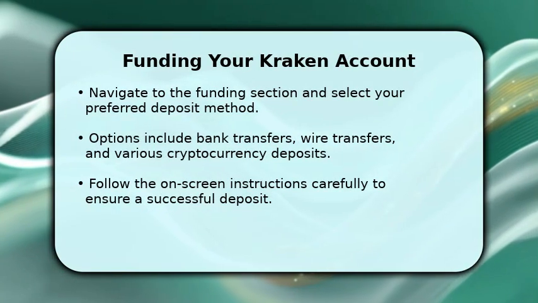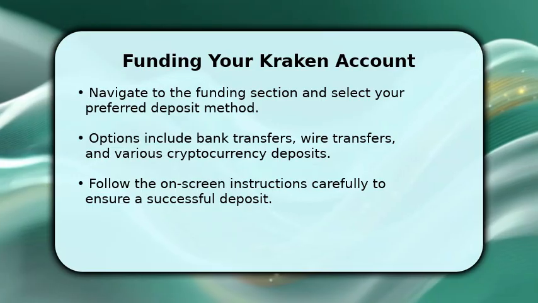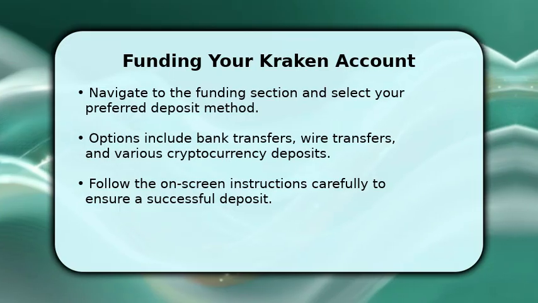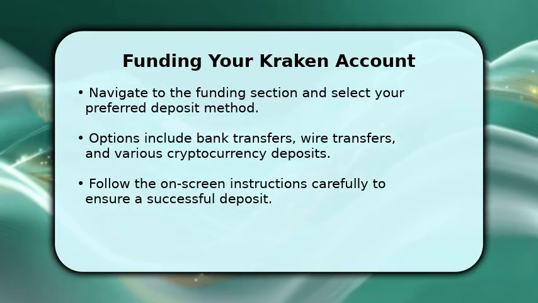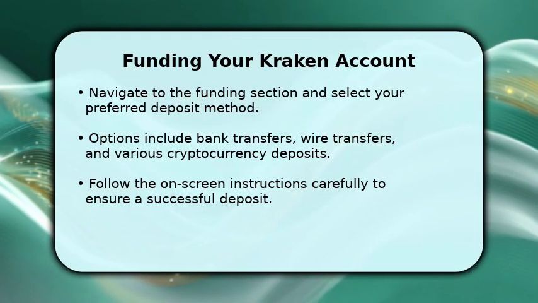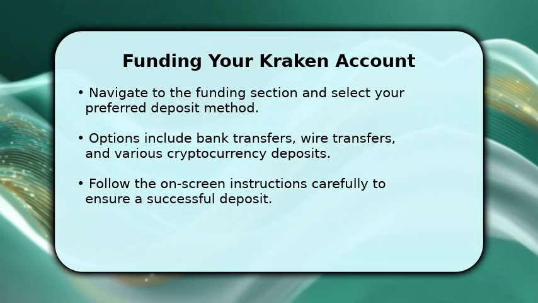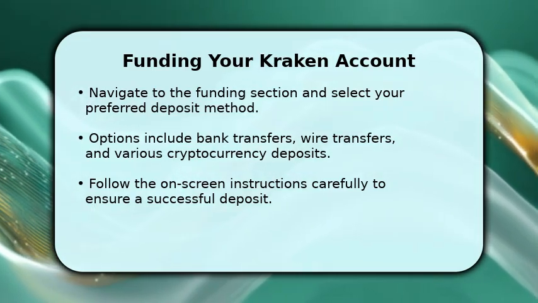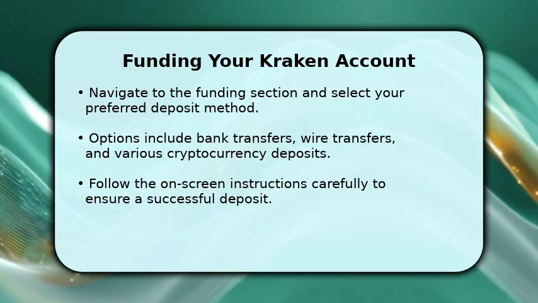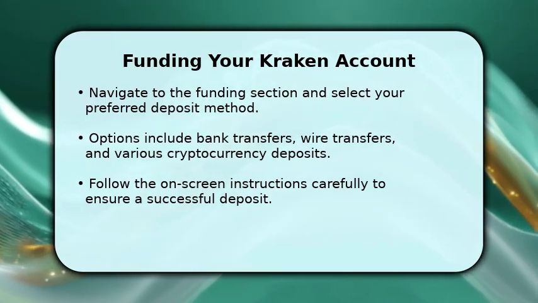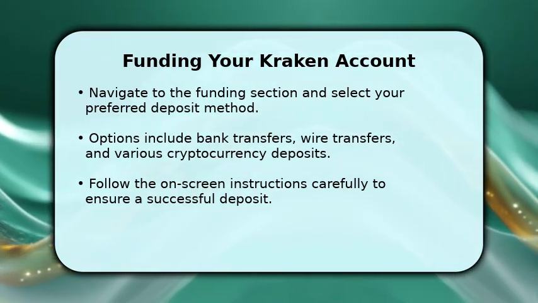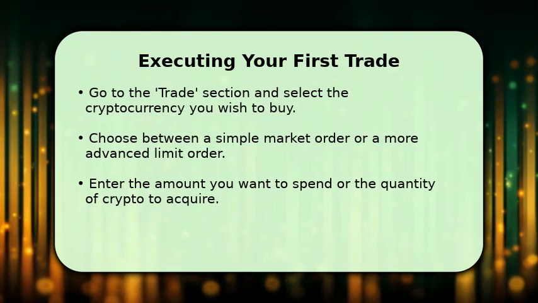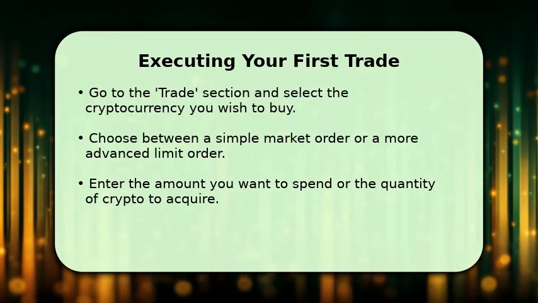Once your account is ready, the next step is to fund it. Head over to the Funding tab on the Kraken platform. You'll find several deposit options available, including traditional bank transfers, wire transfers, and a wide array of cryptocurrency deposits. For fiat currencies, like US dollars or euros, you'll typically use a bank transfer. Always double-check the deposit instructions, including any reference codes, to ensure your funds arrive safely and are credited to your account without delay. With funds in your account, you're ready to make your first purchase.